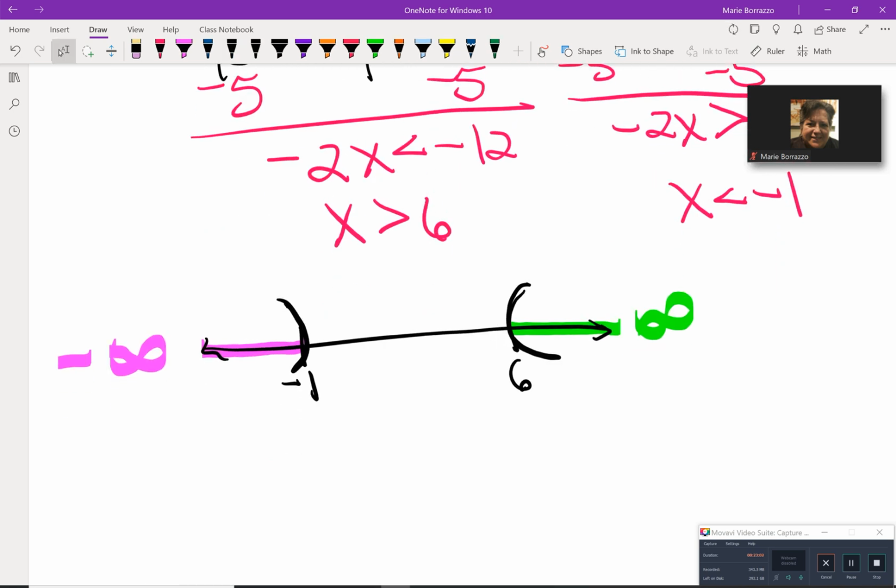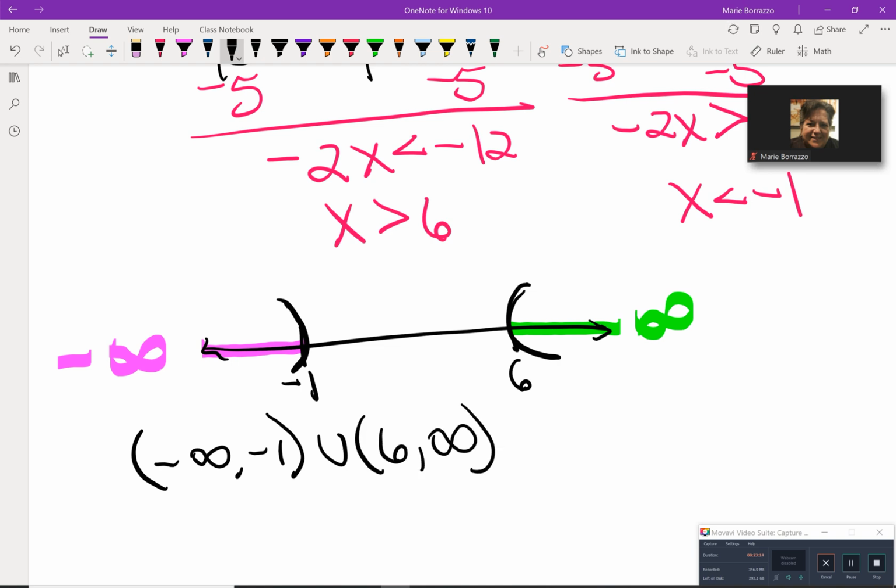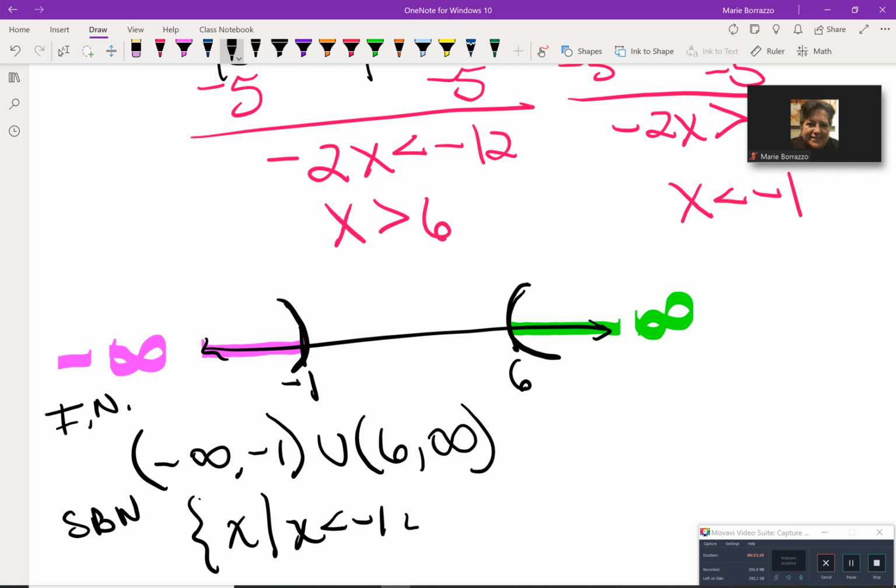In interval notation, you would say, in this case, negative infinity, comma, negative 1, union 6, comma, infinity. This would be your interval notation. And in set builder notation, you would have a set where x is in a set of values where x is less than negative 1 or x is greater than 6. And that's what that looks like.